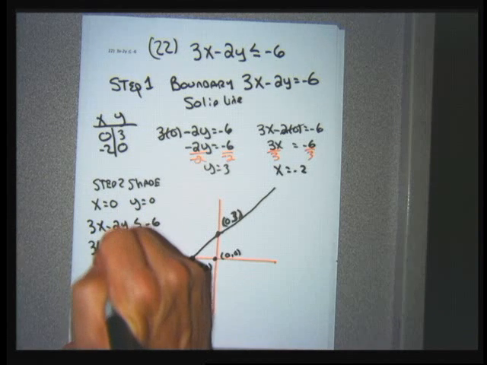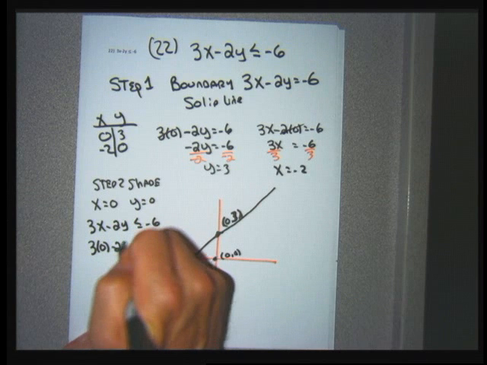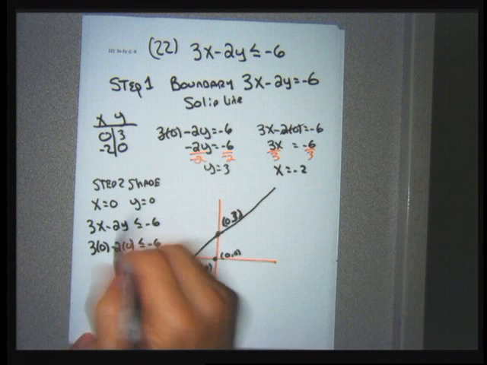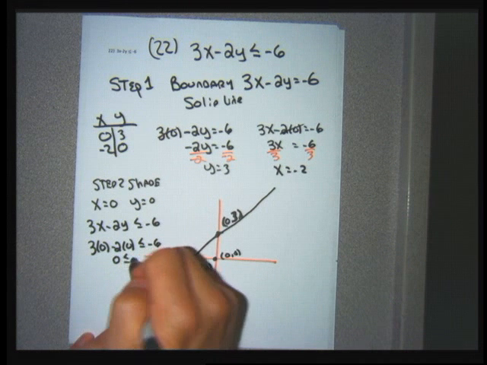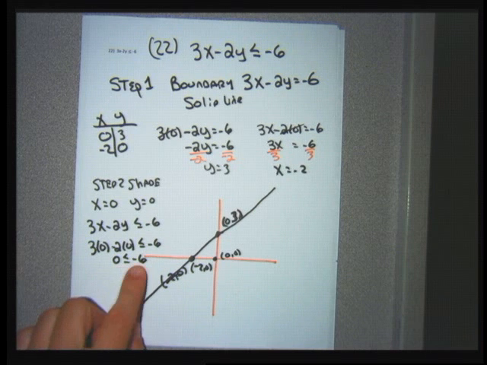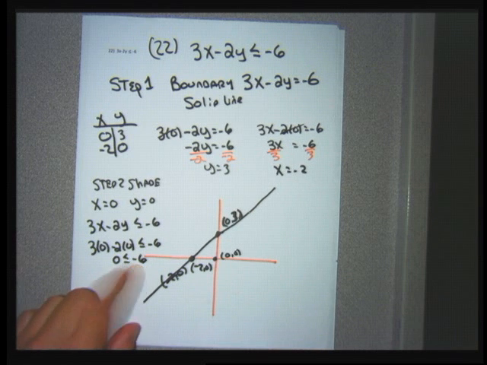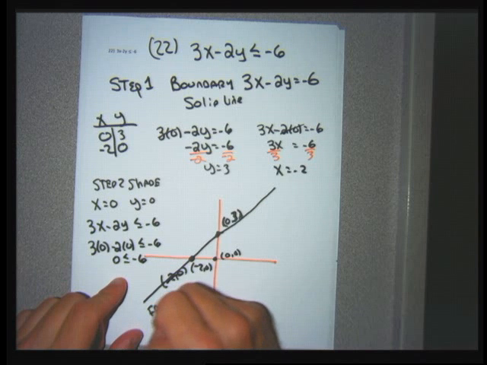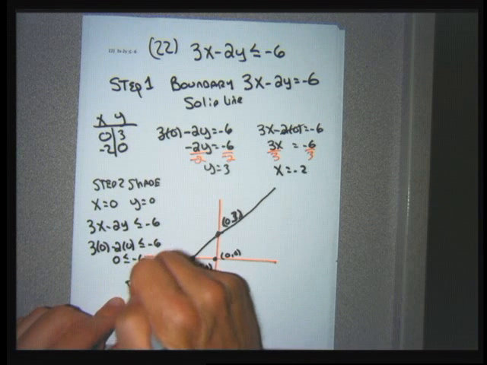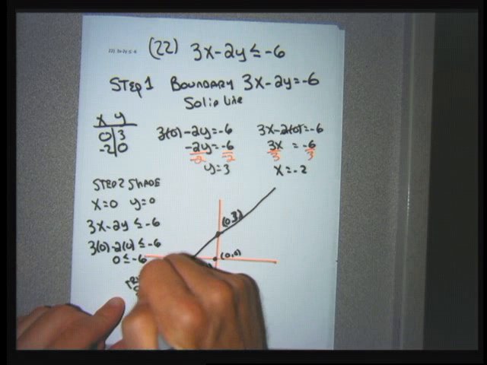So I'm going to go 3 times 0 minus 2 times 0 is less than or equal to negative 6. This whole left side zeroes out, and I get 0 is less than a negative number. 0 is bigger than every positive number. That's a false statement. Saying 0 is less than a negative number is a false statement. Because when I plug 0, 0 into the problem, I get a false statement, that means 0, 0 is on the false side of the line, which means the other side of the line is the true side of the line.